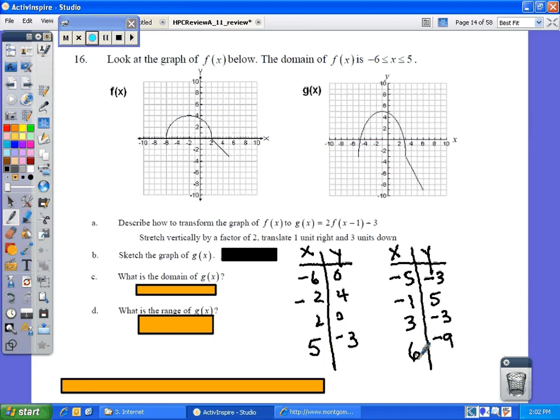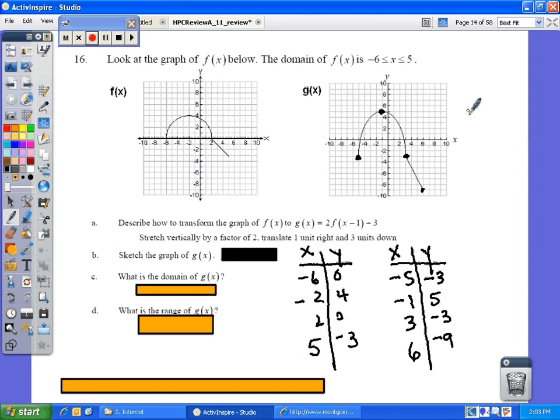Now, I then took and sketched the graph using this new table of values. So negative 5, negative 3. And then the highest point was then at negative 1, 5. And then my other point that used to be over here on the x-axis is now located at 3, negative 3. And then, of course, my terminating point, my last point, the end point, is at 6, negative 9. And I use the same shape connecting these new points to create my g-graph.